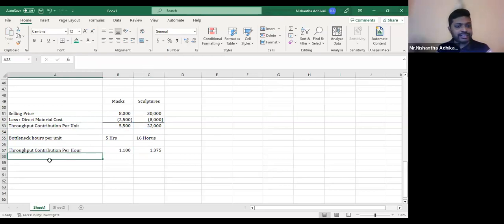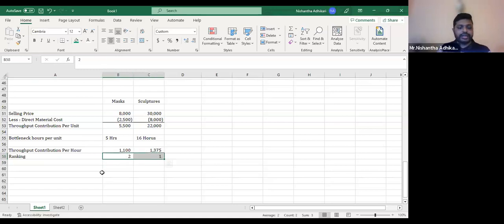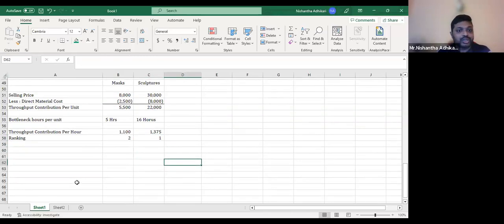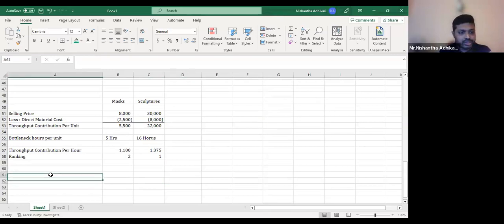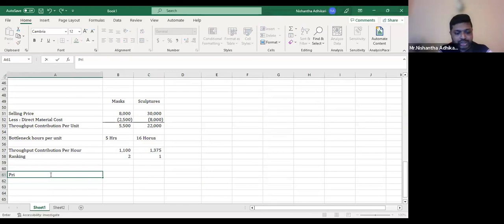Now you have the ranking. First rank goes here. If time is available, the balance should be allocated. Right, that is done. Clear, guys? Okay, now we will prepare the production plan. Now that you have arranged the product ranking, you can do the production plan.